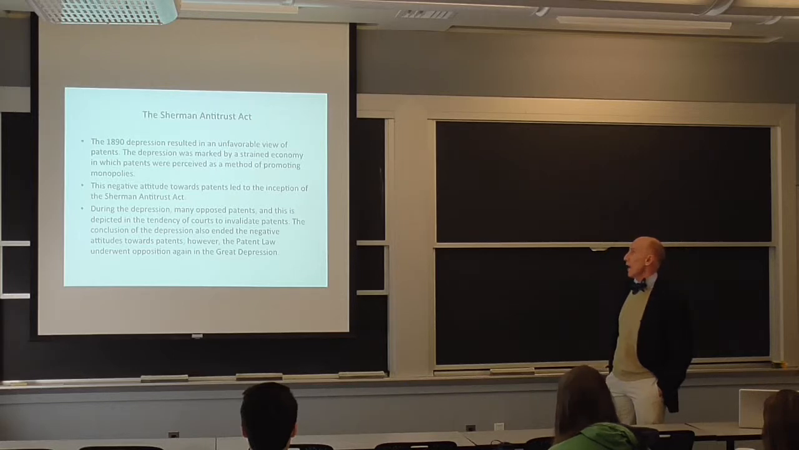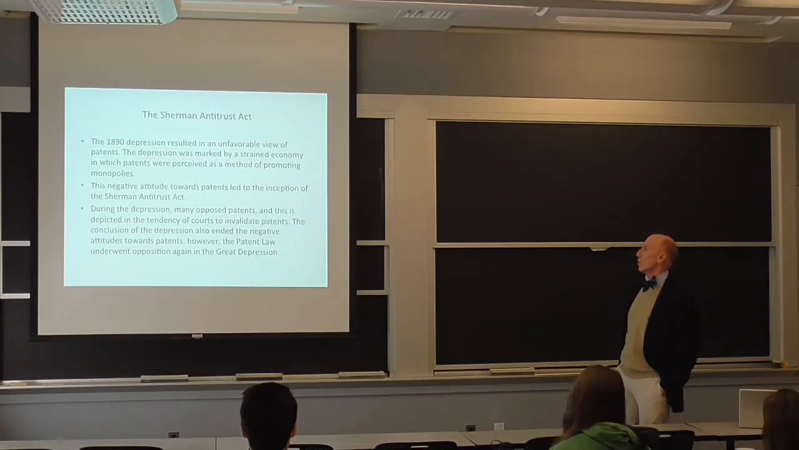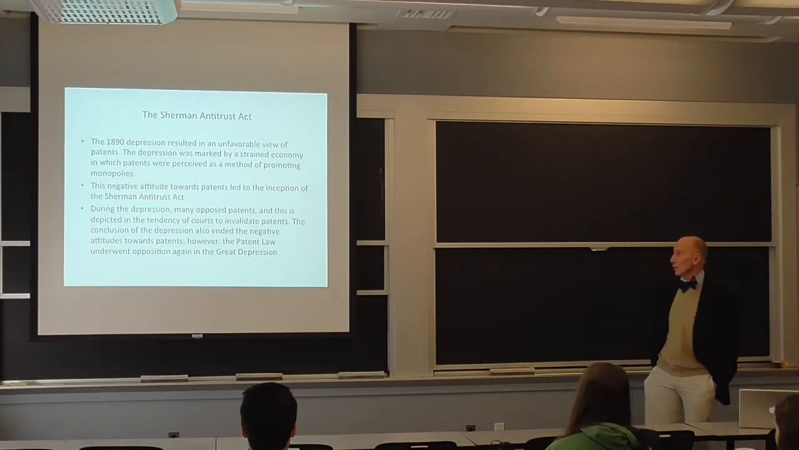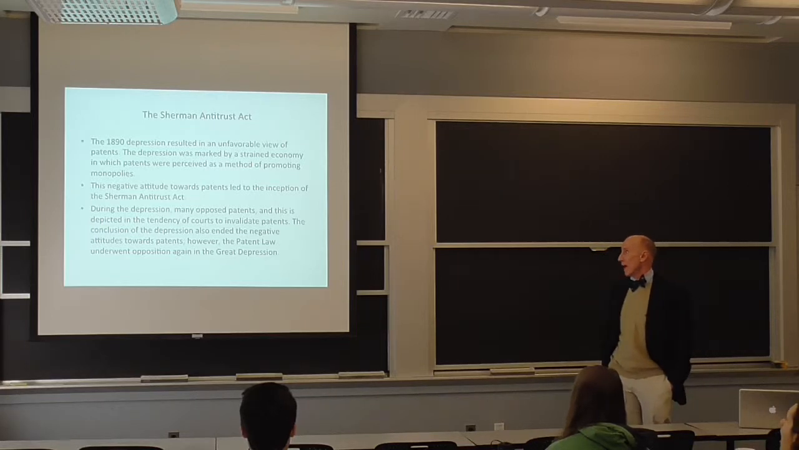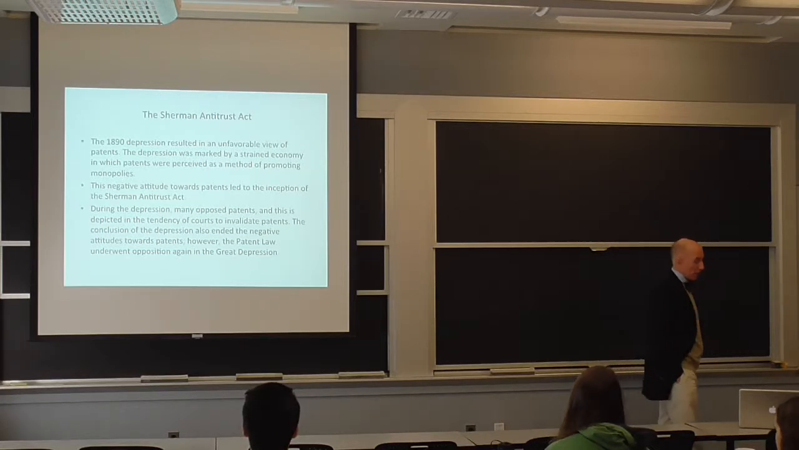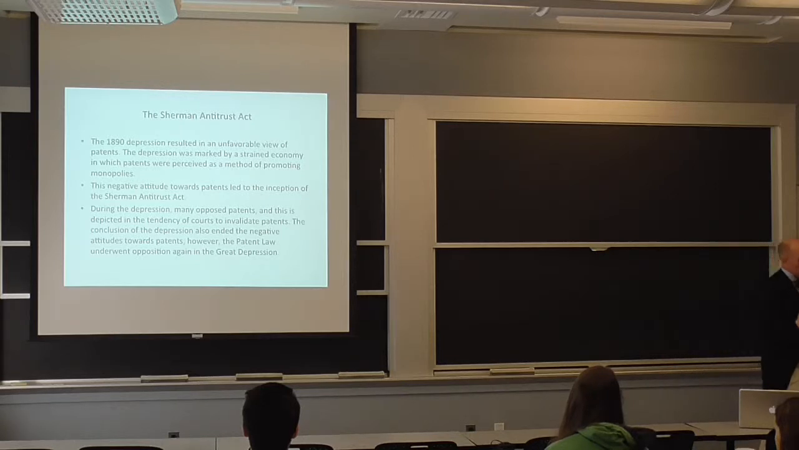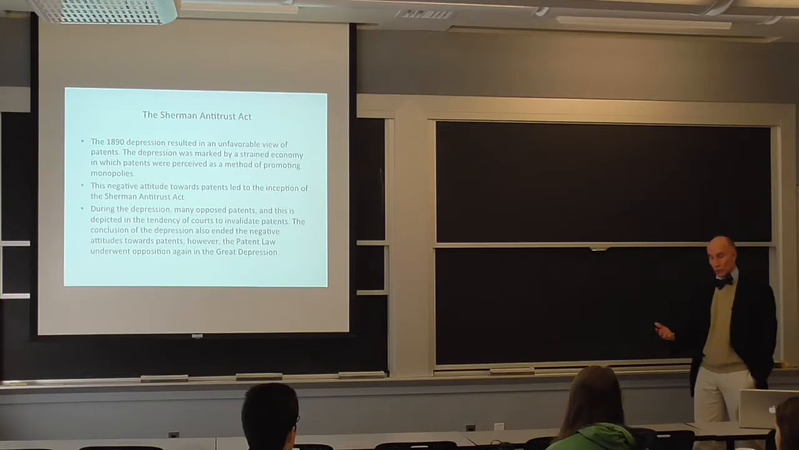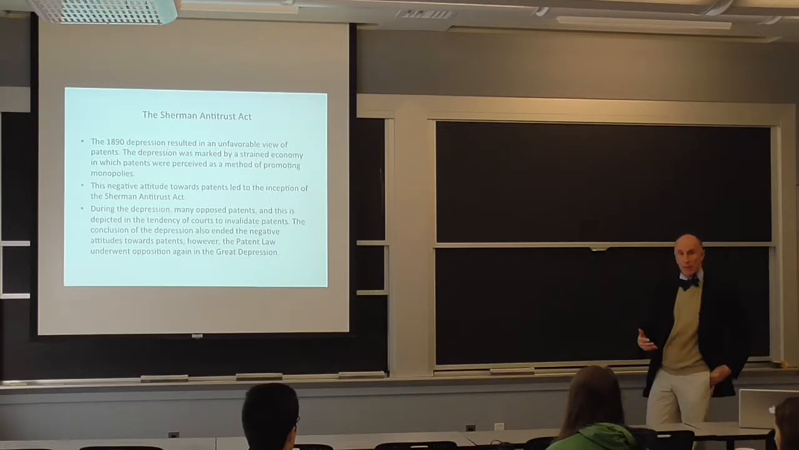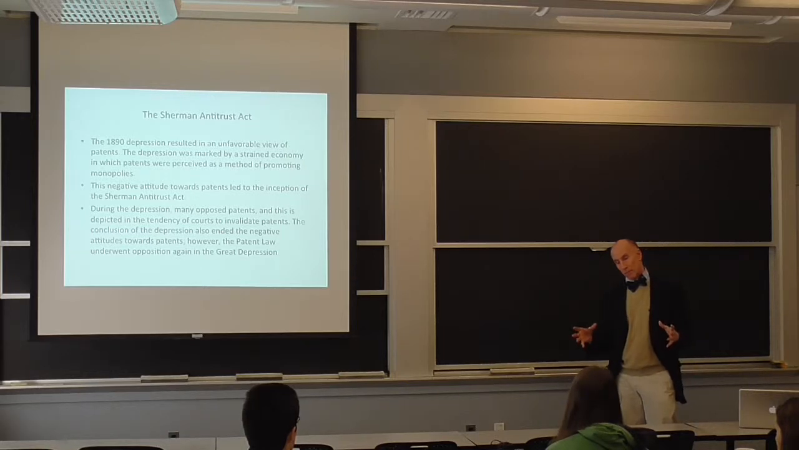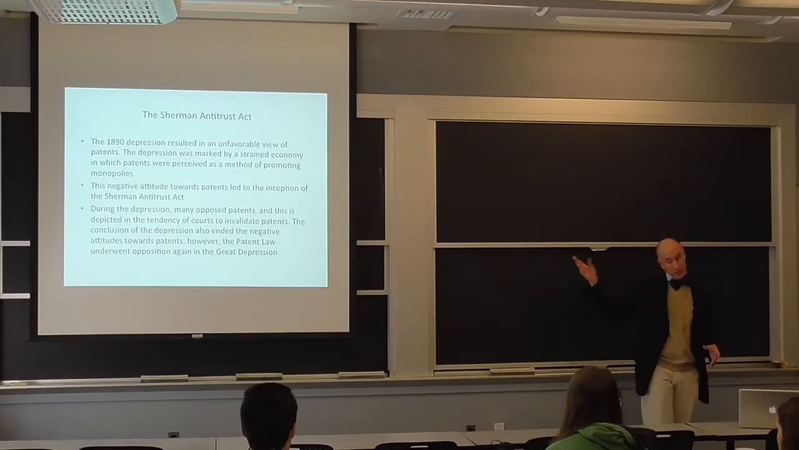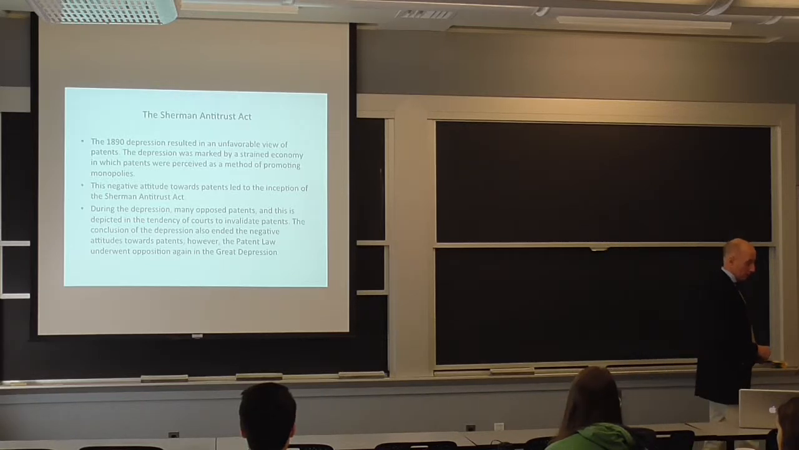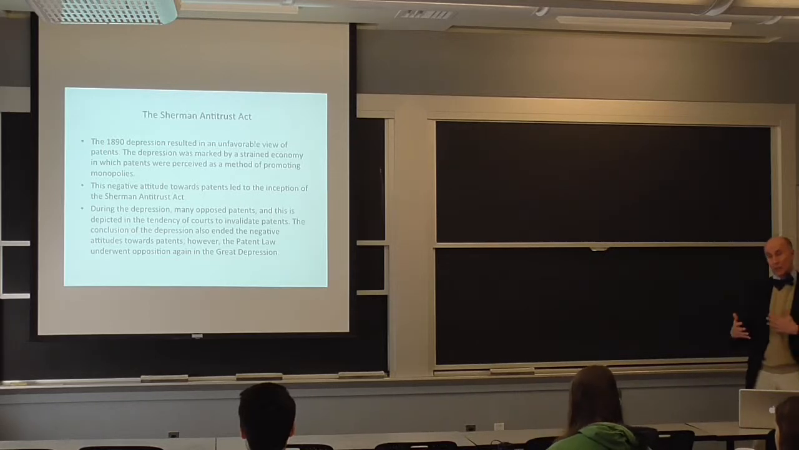During the Depression, many opposed patents, and this is depicted in the tendency of the courts at that time to invalidate them. The conclusion of the Depression also ended the negative attitudes towards patents. However, the patent law underwent opposition again in the Great Depression. It seems that this is sort of a recurring cycle, at least in terms of looking at patents from a social standpoint. Every time that in this country there is enormous wealth created and concentrated in a particular class, back then the industrial class, patents become disfavored.